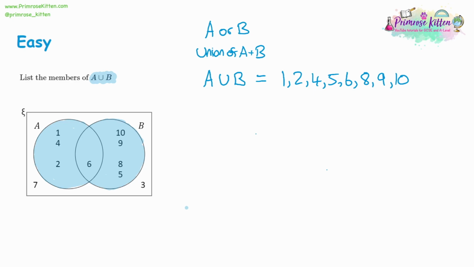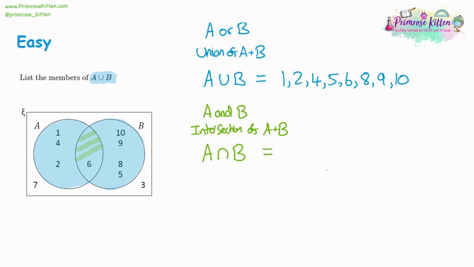Now, alternatively, you might be asked for A and B, where the U symbol is upside down. So what does this mean? Well, this is the intersection of A and B. And what this means is you want numbers that are in set A and they are in set B. So what does it mean to be in set A and set B? Well, it's actually talking about the overlap.